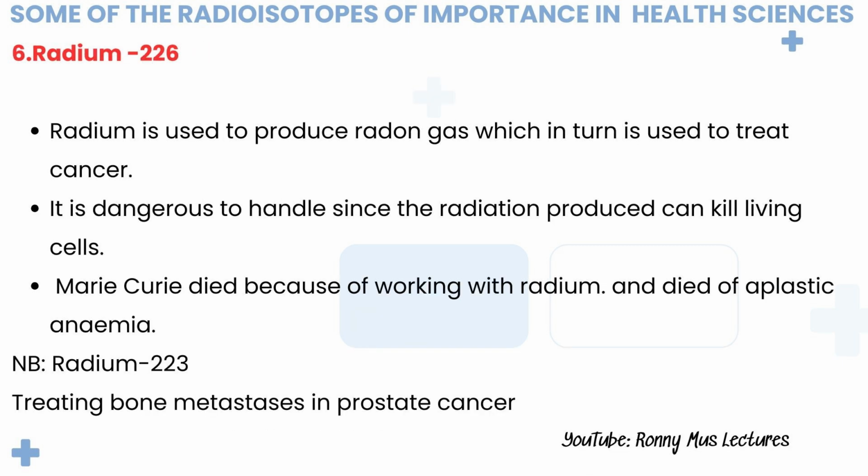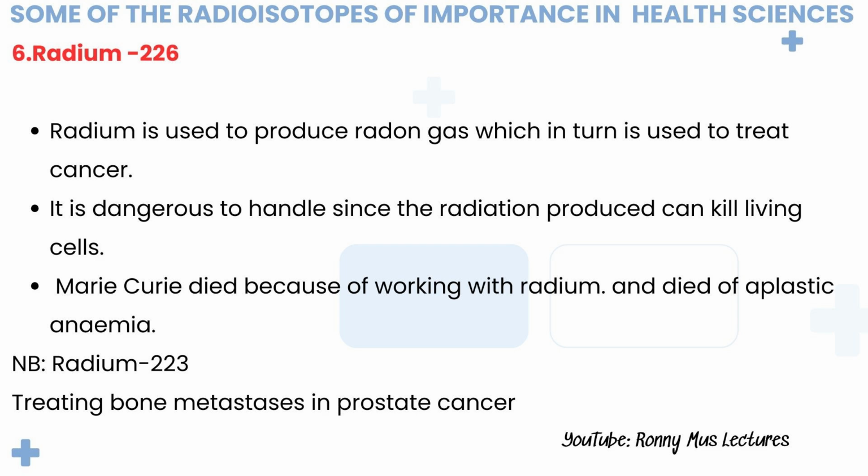The next one is radium 226. It was used historically for treating cancer through brachytherapy. We've already mentioned that brachytherapy is also known as internal radiation. It also produces radon gas, which can be inhaled for therapeutic purposes, but now it has also been shown to cause lung cancer. Now we have newer, safer, and effective alternatives that can be used.